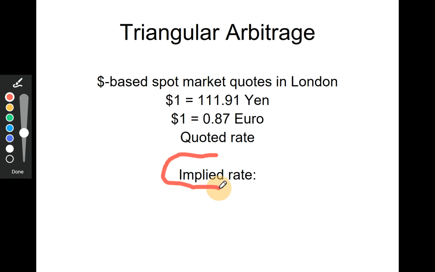Now it's time for us to define another term, and that's called implied rate. Implied rates are different from quoted rates. Let's see why we need this different term. Going back to this dollar-based market, we see that yen and euro are not traded against each other because that trade obviously would not involve a dollar. So a direct trade is not possible.